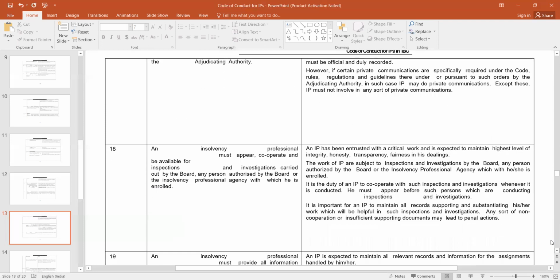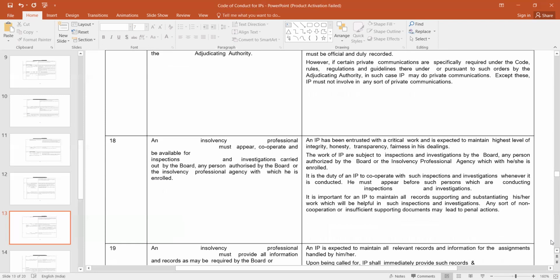An IP has been entrusted with a critical work and is expected to maintain the highest levels of integrity, honesty, transparency, and fairness in his dealings. The work of an IP is subject to inspections and investigations by the board, any person authorized by the board, or the insolvency professional agency. So he is subject to 2 agencies, IBBI and the IPA with which he is enrolled. So it is your duty to cooperate with such inspections and investigations, and he must appear before such persons.